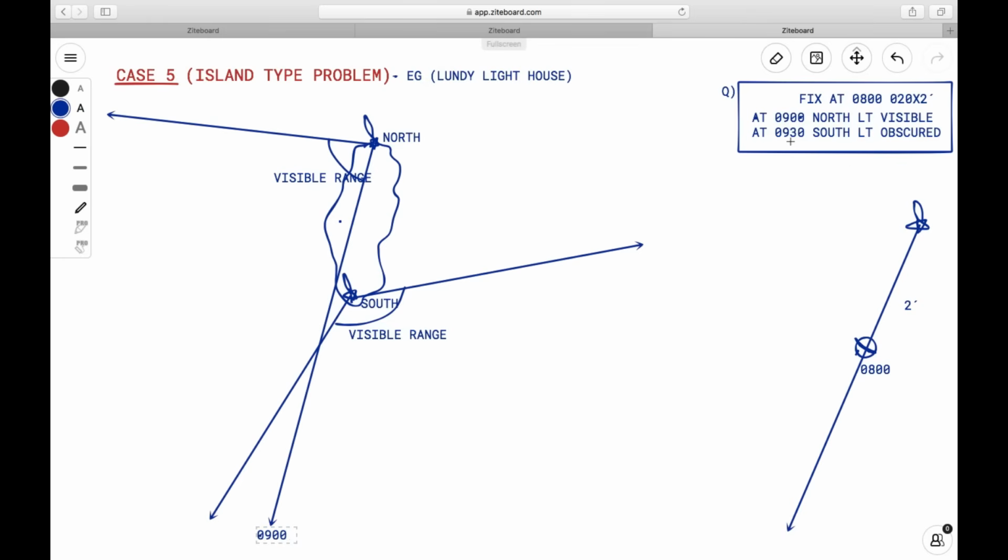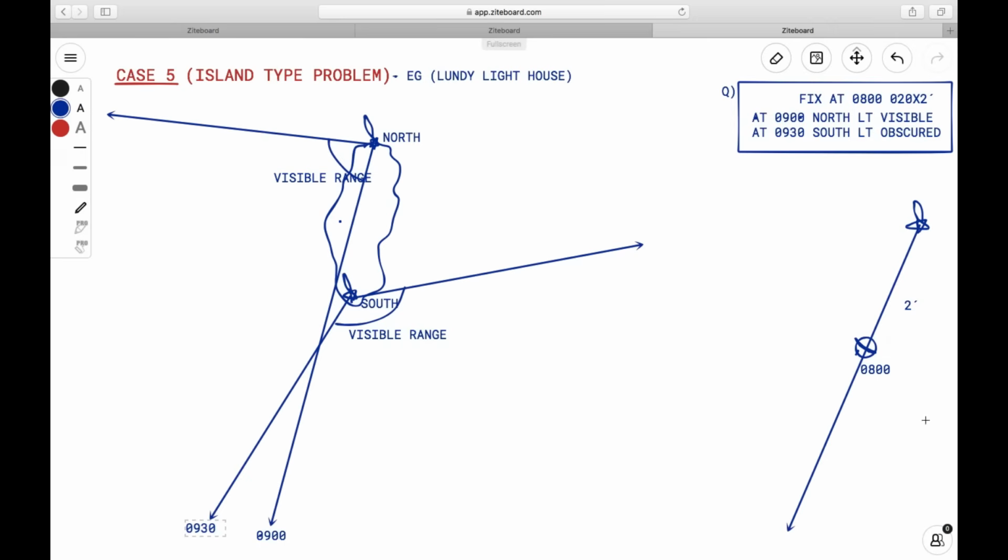Next it says that at 0930 south light became obscured. This means that if you're traveling the same way, in some place the south light, this is the visibility range, became obscured, meaning you're past the visibility range. So that means your position line at 0930 will be either this one or this one. Since you have to complete this one and this one, you will be traveling somewhat like this. You can't be traveling this way and that way, so you'll be traveling continuously in this direction. So this will be your 0930 position line.